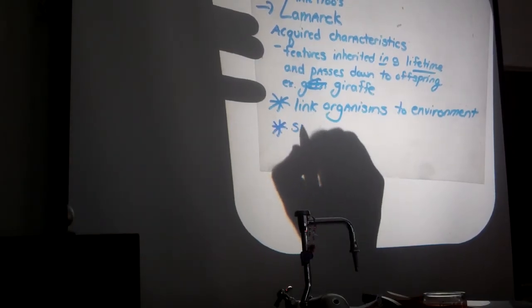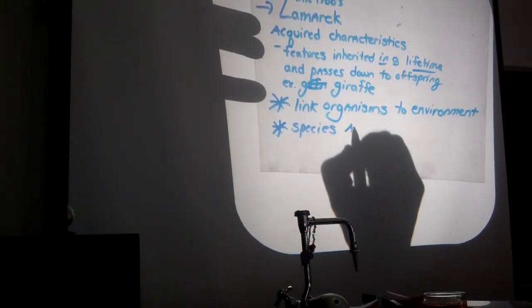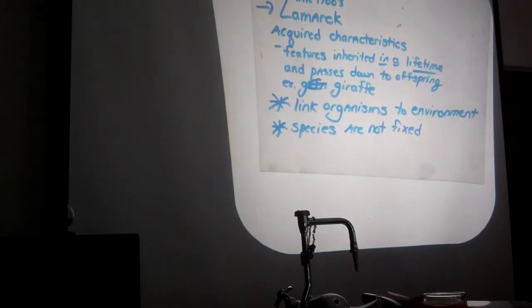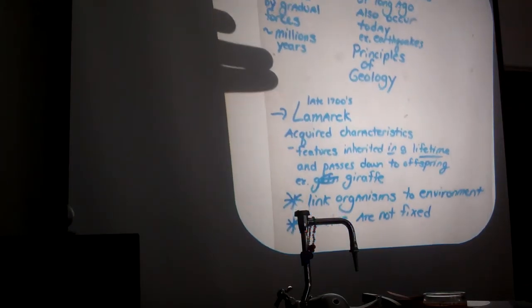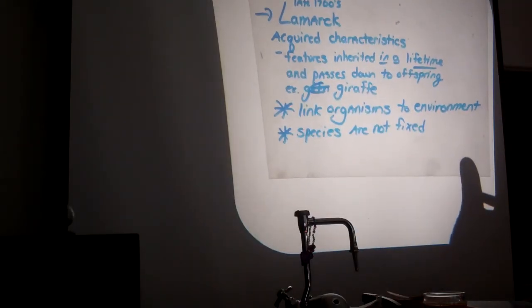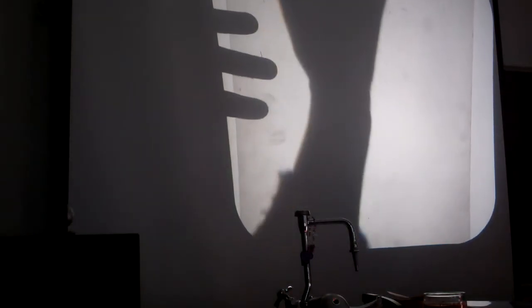Also, he said species are not fixed. In other words, he was also yet another person to say, you know what, species have not always looked the same. They have changed through time. And again, whoa, that was pretty big at the time. Darwin hasn't even been born yet, by the way. But again, Darwin will be paying a lot of attention to these people. Questions so far, guys? Pretty interesting stuff? Oh, it's not that bad.